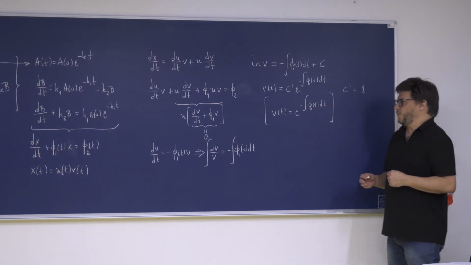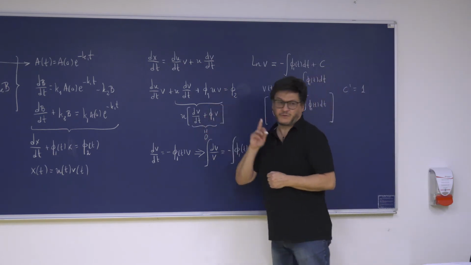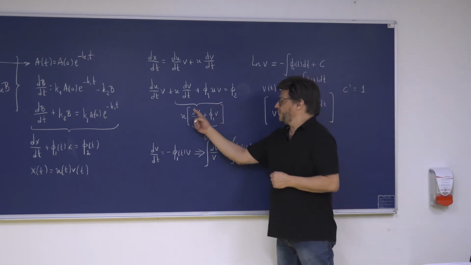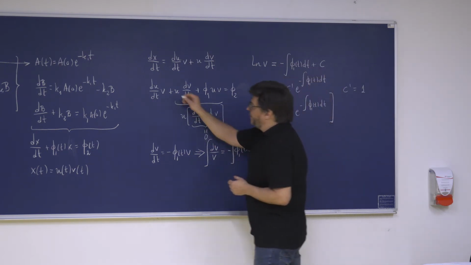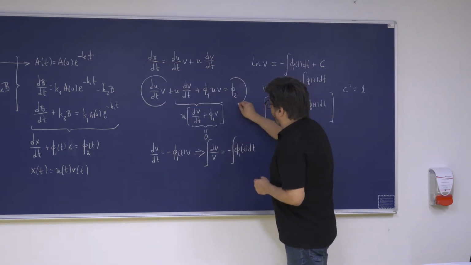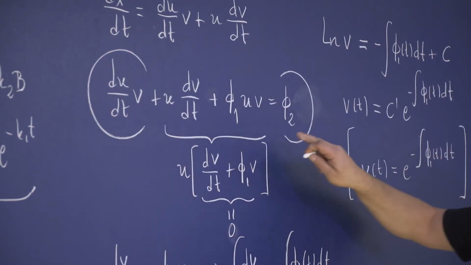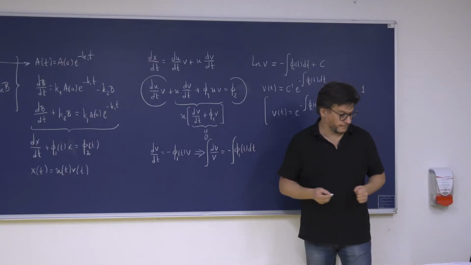Now I have to find out the second, right? But I have imposed something. I have imposed that this part is 0. So actually, what I only need to solve is a differential equation, right? That contains only this term and this term. All right? Let's do it.